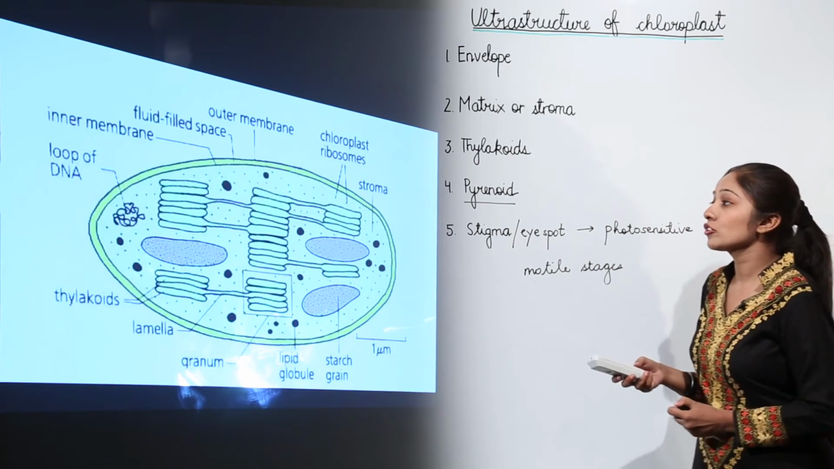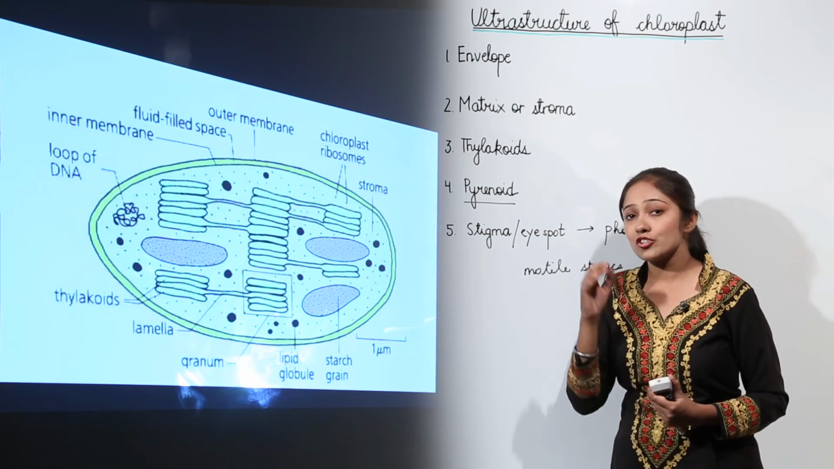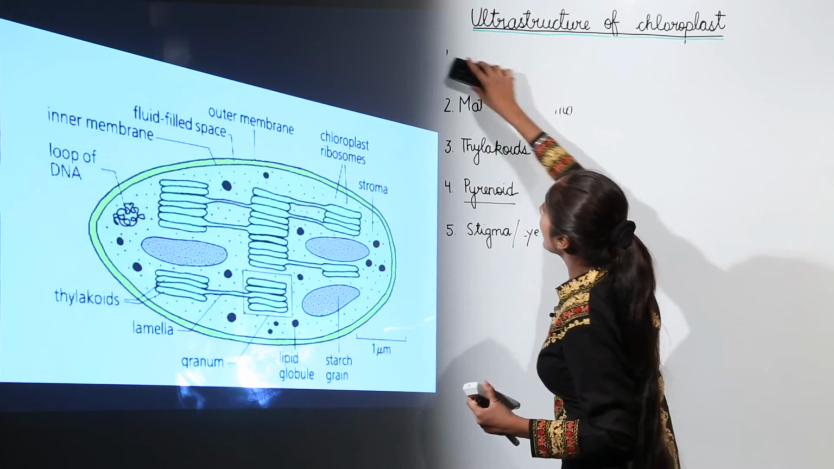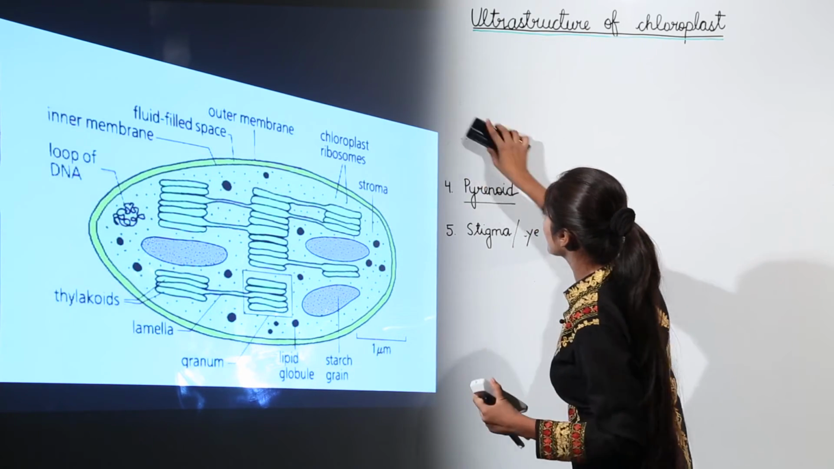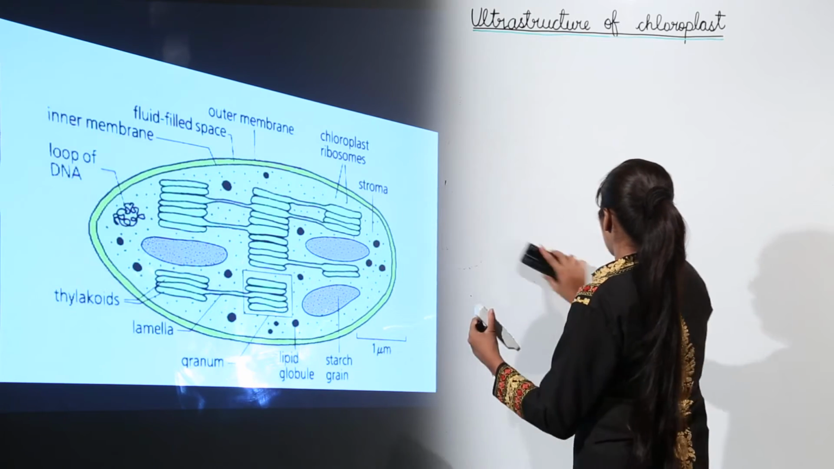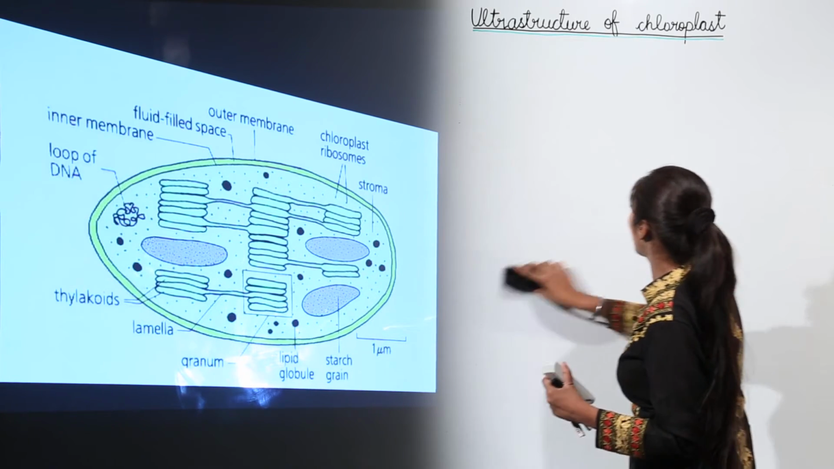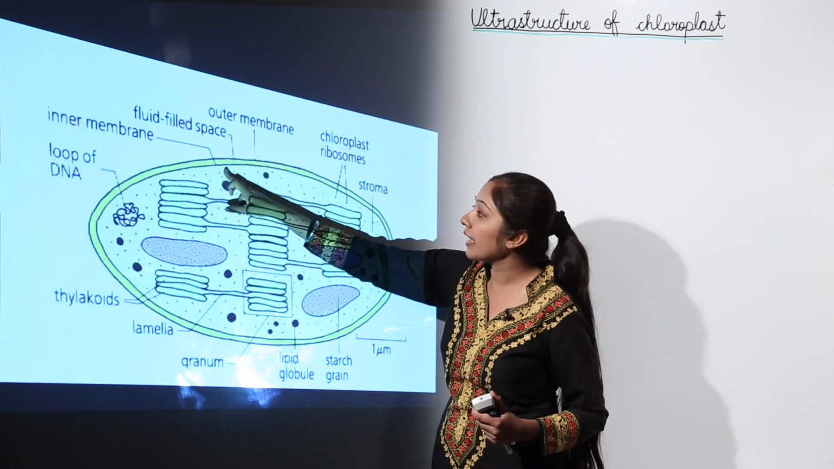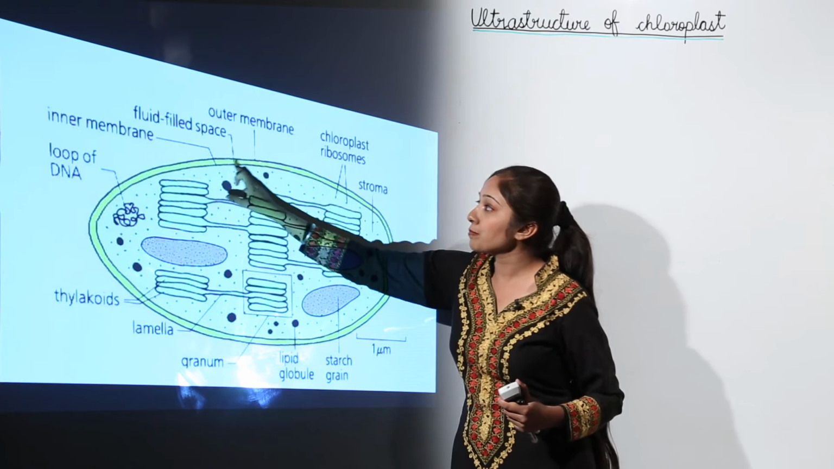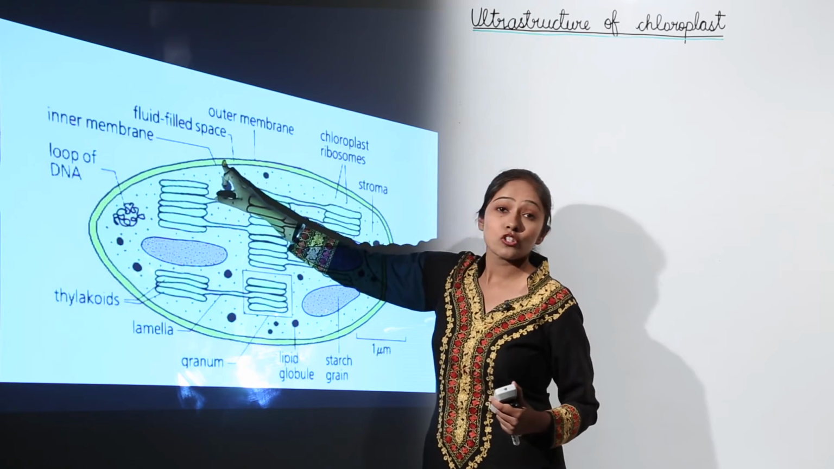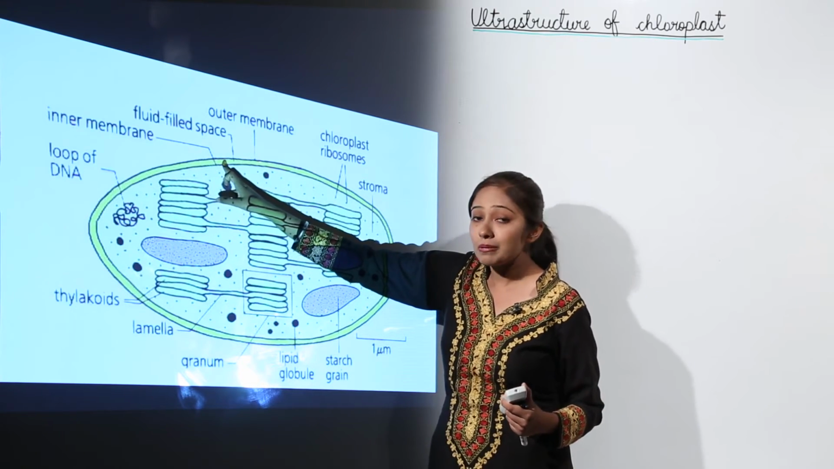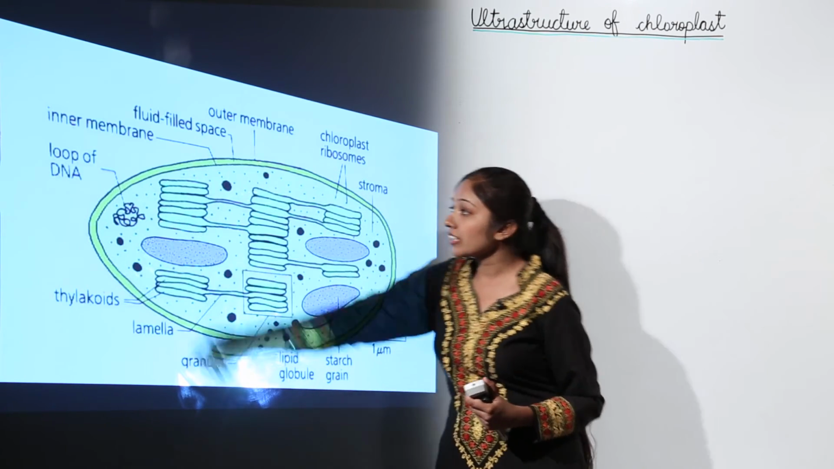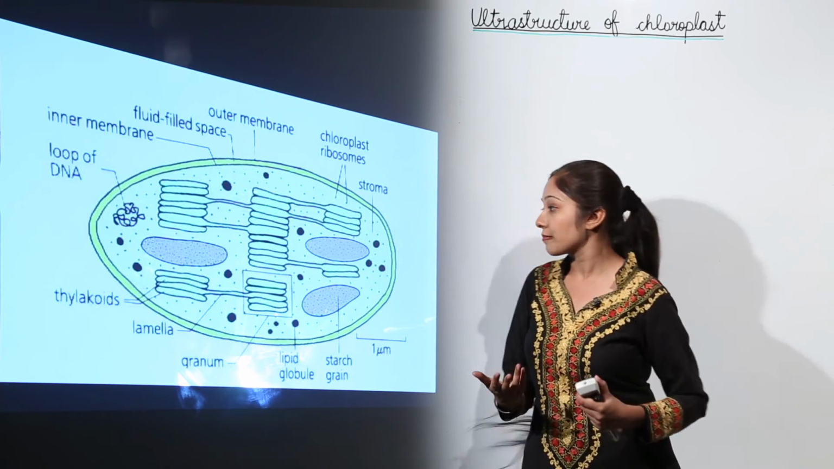Next I am going to give an overview of this structure, how you can draw it in your examination. So let us start with discussion of this overall structure we have discussed so far. We have talked about the envelope, right, which is made up of two membranes, that is the outer membrane and the inner membrane. Between these there is a fluid filled space, which we also call the periplastidial space, intermembrane space, and chloroplastidial space also. Then we have a circular DNA. Generally it is circular, but it can be linear also in some cases.